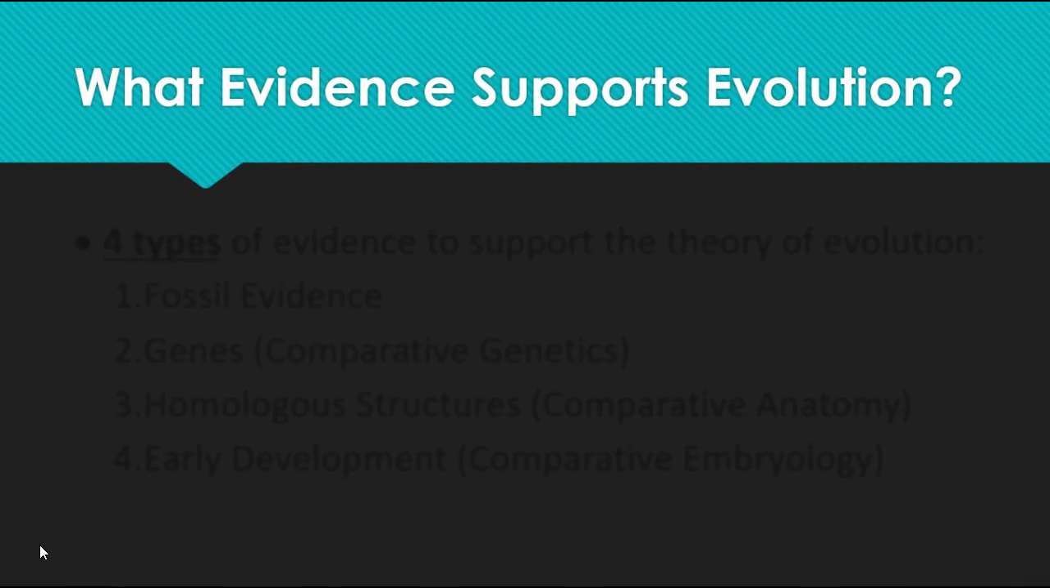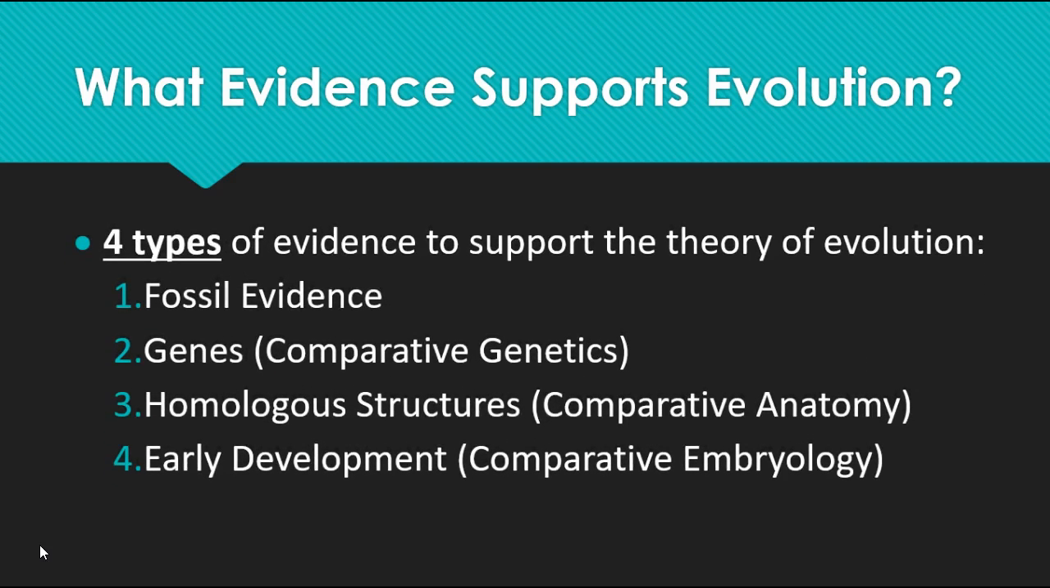So what evidence supports evolution? We said that the scientific theory of evolution is based on evidence. Well, what evidence is there to support this theory of evolution? And there are 4 types of evidence to support the theory of evolution. The first is fossil evidence, and then genes or comparative genetics, homologous structures or comparative anatomy, and early development or comparative embryology. We'll take each of these 4 types of evidence in the upcoming slides.